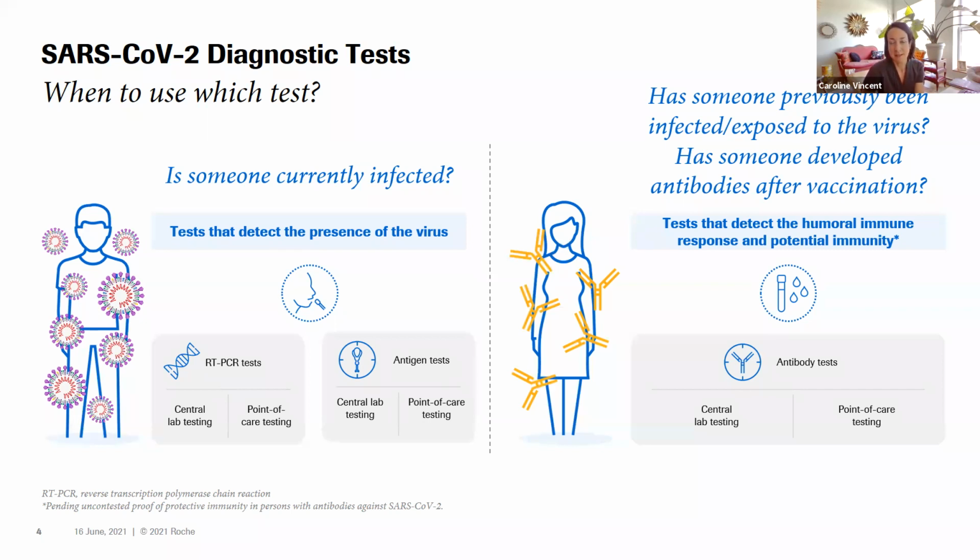These tests can be used to determine if someone was previously infected by the virus as part of a natural exposure, or we can now use them to see if antibodies have been produced and to what extent following vaccination against SARS-CoV-2. For all of these types of tests, we have either central lab versions of the test or point of care versions of these tests.